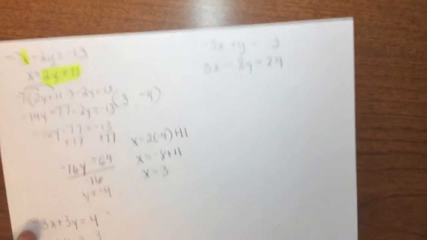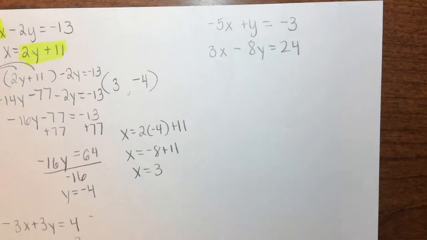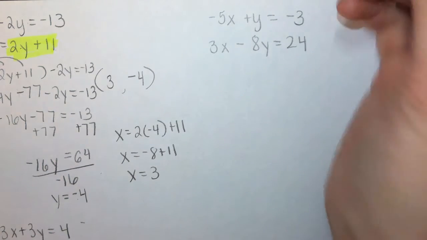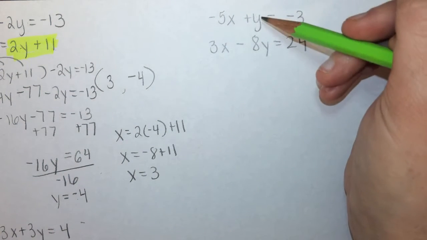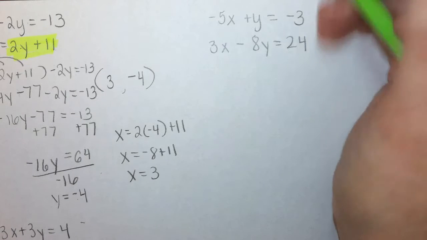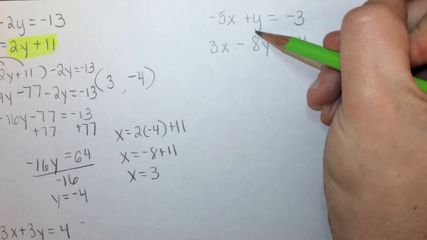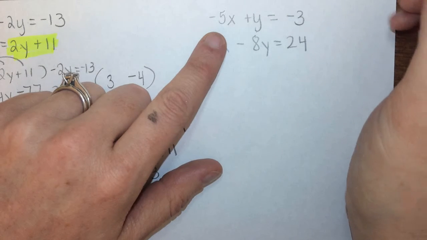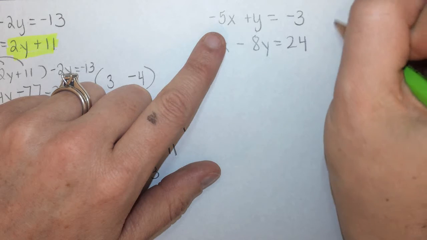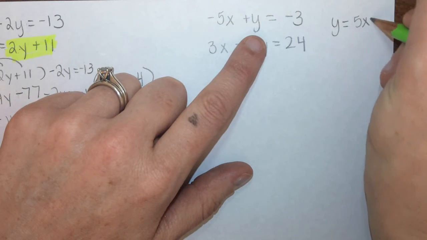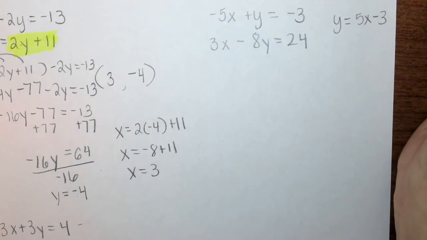The second one that I'm going to do on this video is one where you don't have anything isolated. So in this case, we can alter one of the equations so we get a nice isolation. I can solve for y in the first equation pretty easily. I just have to move the 5x to the other side. If I add 5x to both sides, I can rewrite the equation as y equals 5x minus 3, or negative 3 plus 5x.